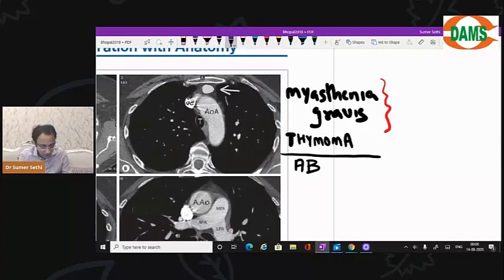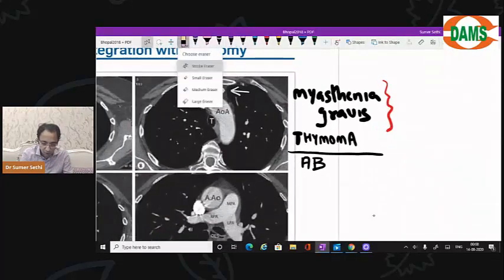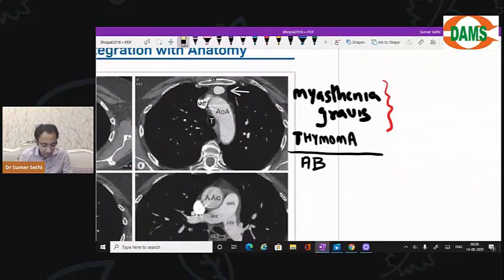Okay, so let's see. Myasthenia gravis and thymoma, the combination was present in Amitabh Bachchan. Now let's see if you can answer.